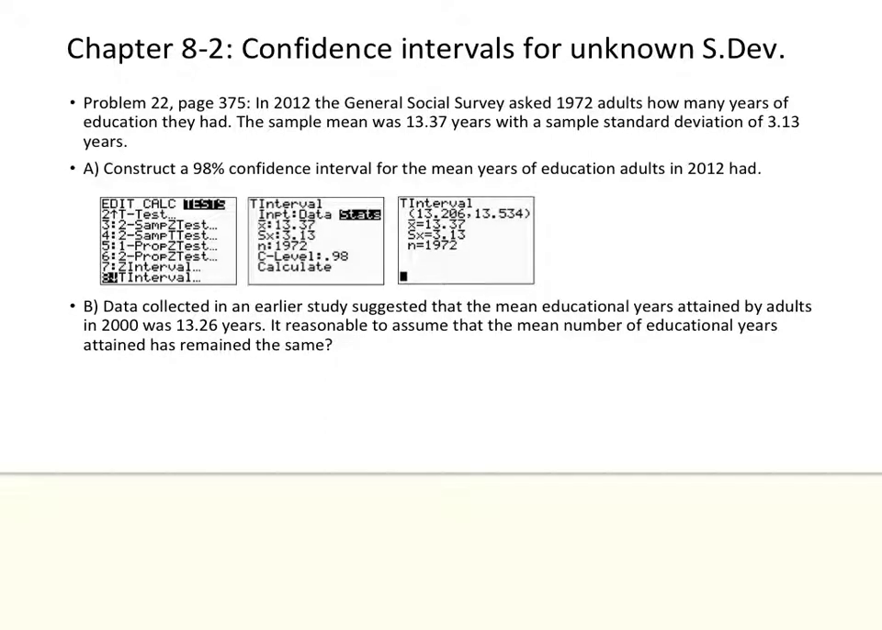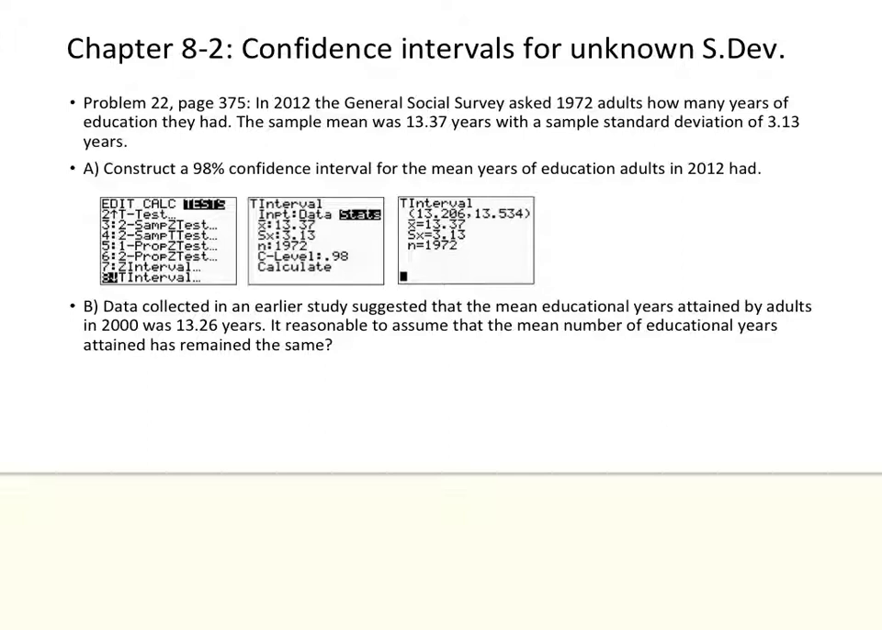So in chapter 8.2, we're going to look at confidence intervals for an unknown population standard deviation. In this case, sigma is not known. So we're looking at our first problem. It's problem 22 on page 375.